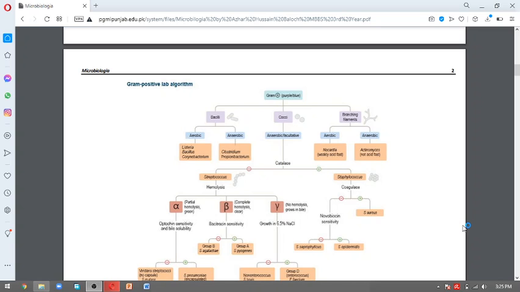So if they are catalase positive, this will shift our paradigm to staphylococci. We all know that streptococci are catalase negative organisms. We are talking about gram-positive organisms in here. While we know that these are staphylococci, we can further go on to the coagulase test.